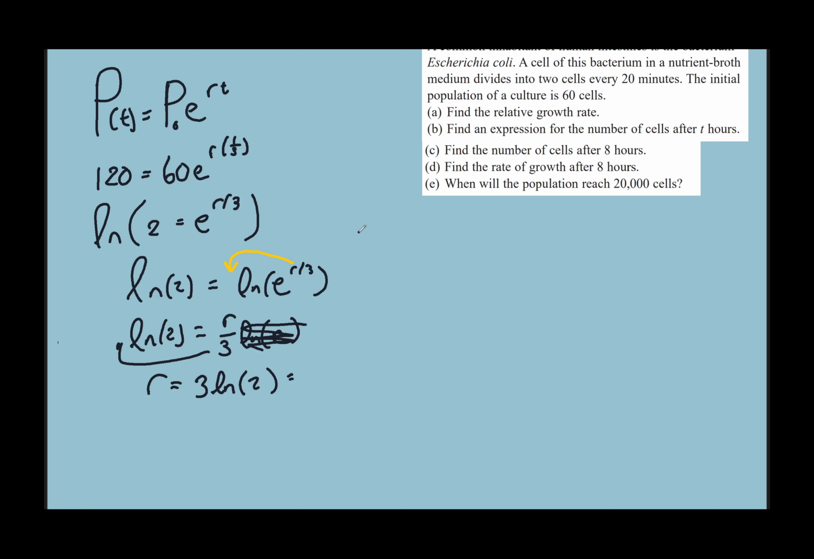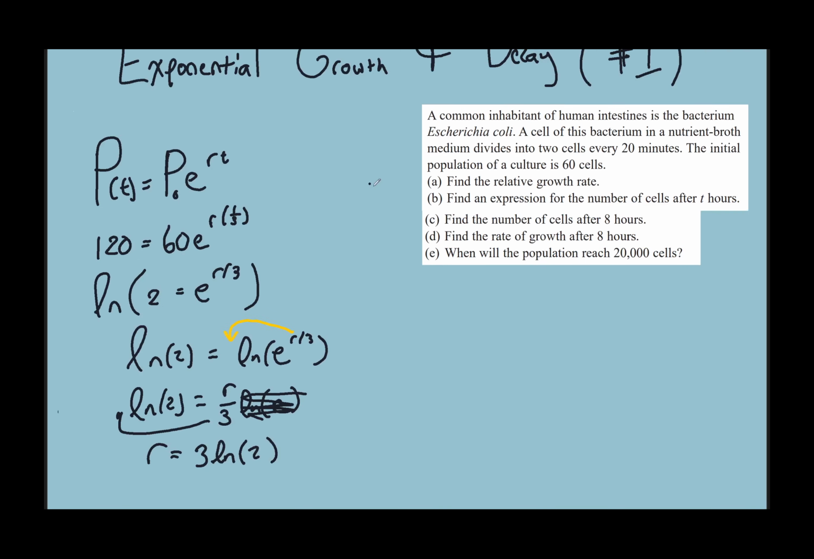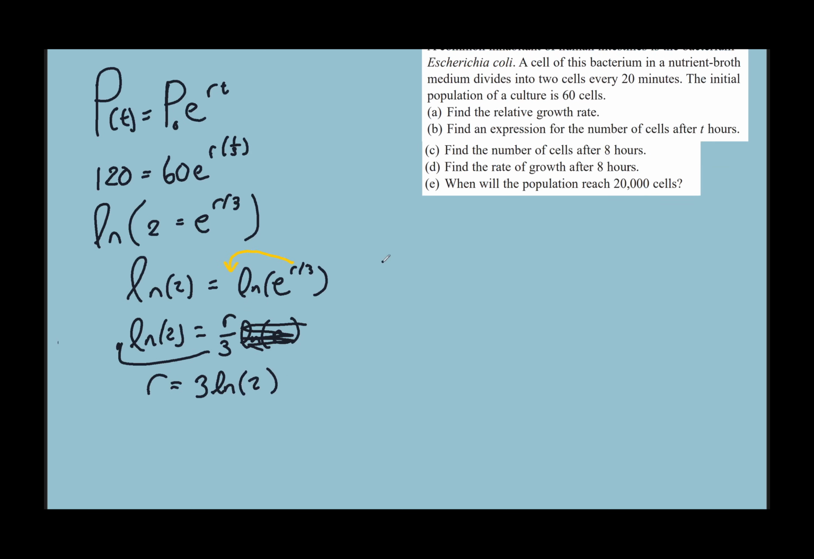Now for us, why does that matter? Well, they asked us to find the relative growth rate, so we did that. That's what r is. And then they ask us to find an expression for the number of cells after t hours. Well, that's the PERT formula.